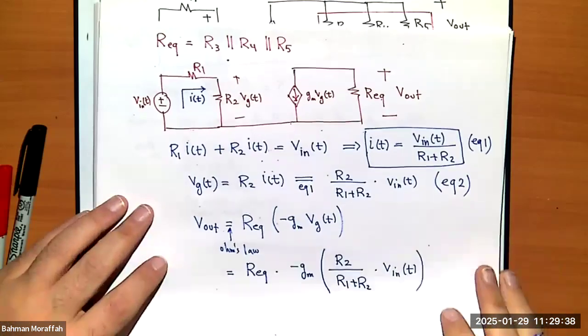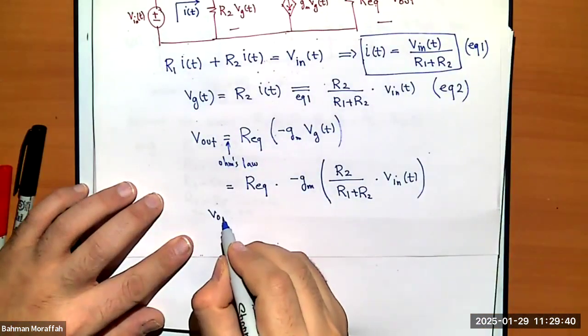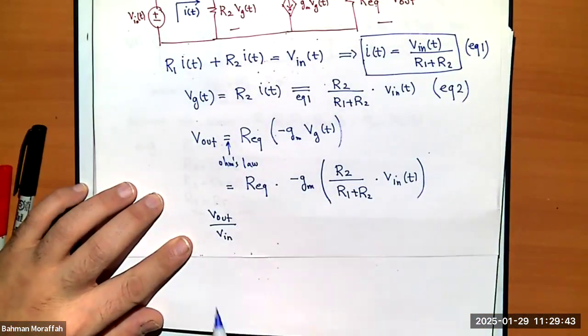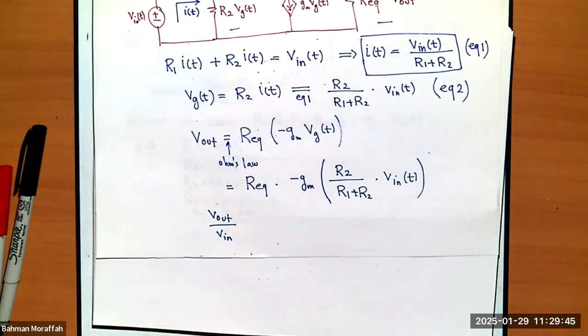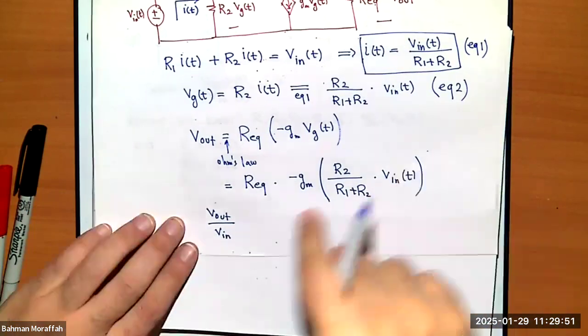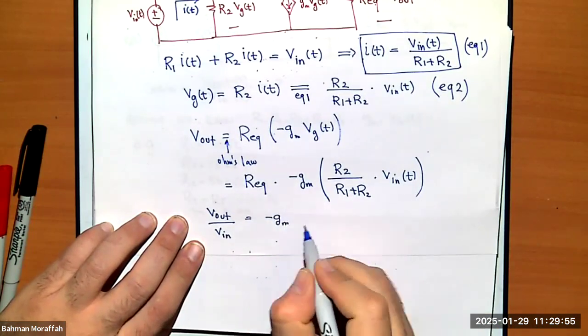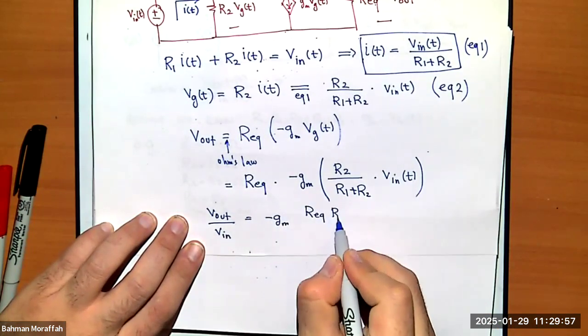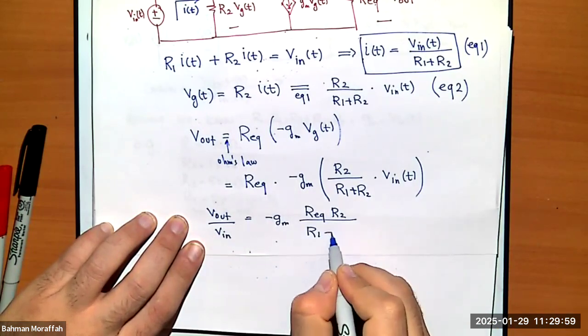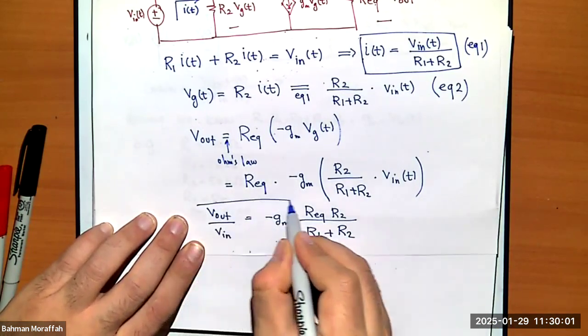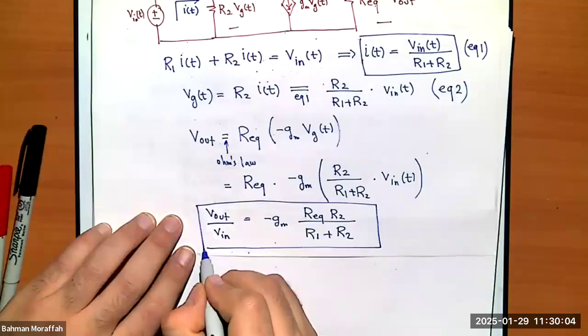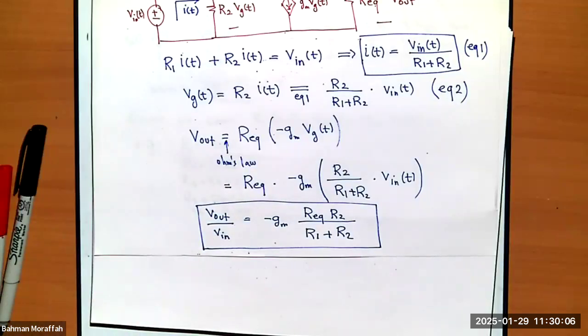What is the gain? What is Vout over Vin? Well, it's very simple, right? I already know this relationship. I just need to bring this thing down there. So I need to bring this one down here. So that would be minus gm R equivalent R2 divided by R1 plus R2.